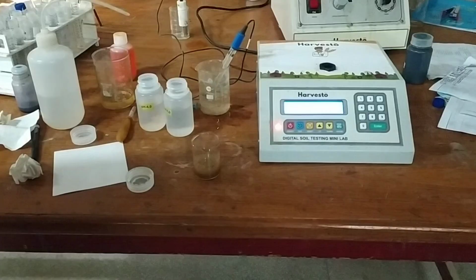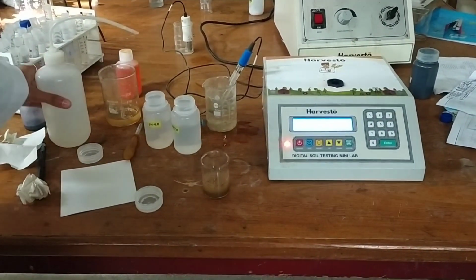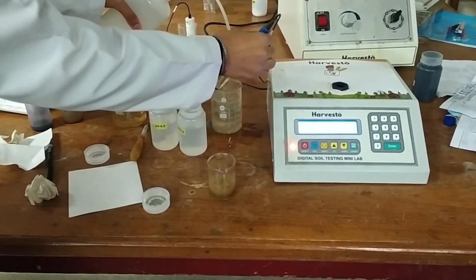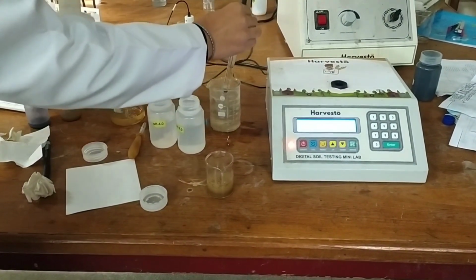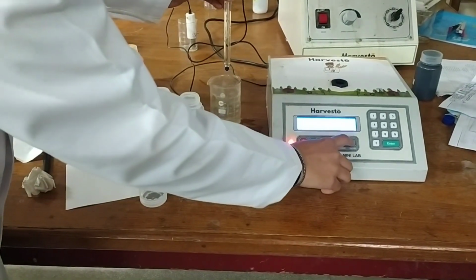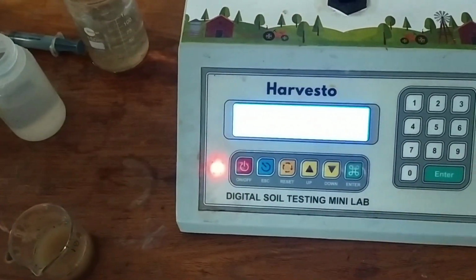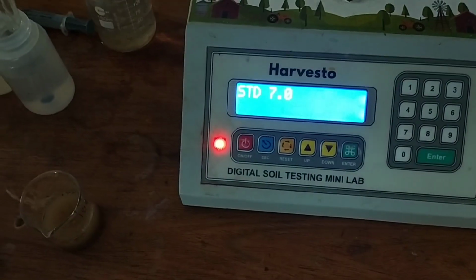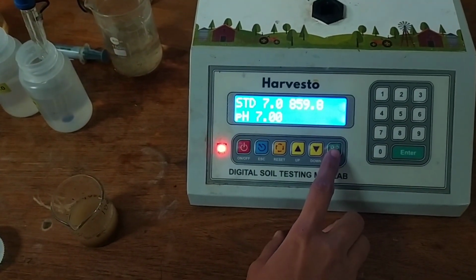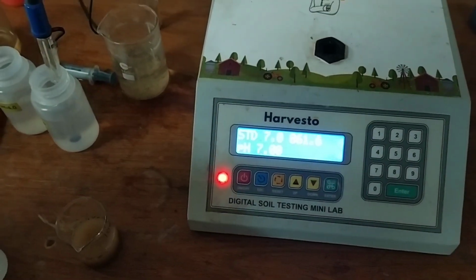To find the pH of the sample, firstly we have to standardize it. So let's wash the electrode with distilled water and standardize it with pH 7. Now put the electrode into the pH 7. So here we can see that the pH is standardized at 7.